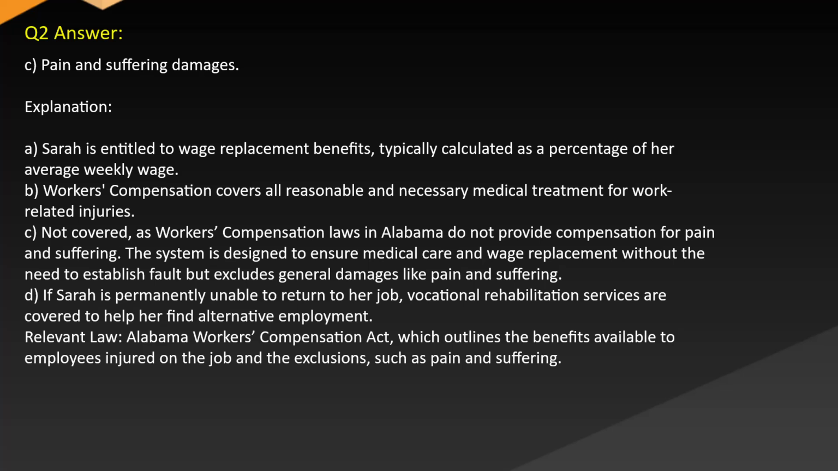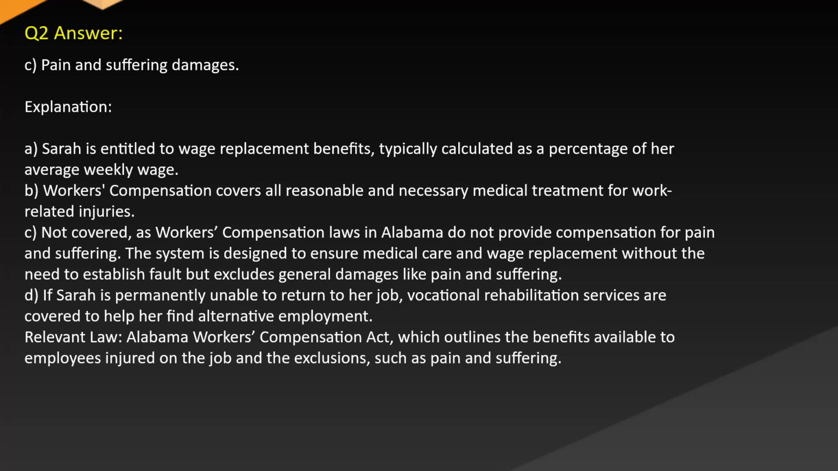Answer: C. Pain and suffering damages. Explanation: A. Sarah is entitled to wage replacement benefits, typically calculated as a percentage of her average weekly wage. B. Workers' compensation covers all reasonable and necessary medical treatment for work-related injuries. C. Not covered, as workers' compensation laws in Alabama do not provide compensation for pain and suffering.